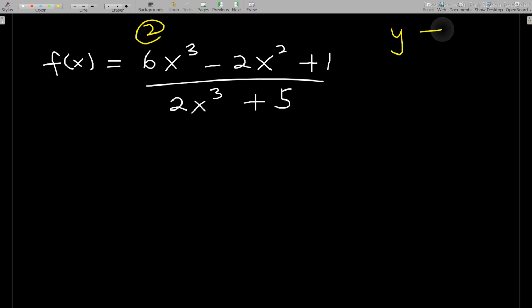Now with this, the answer is y equals 3. That is the solution to this. That one too, I'll show you the shortcut after we go through the process. So simply, quickly, how do you find the limit? The limit as x approaches infinity.